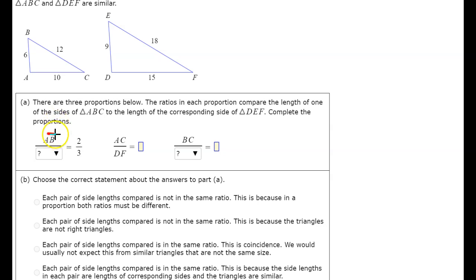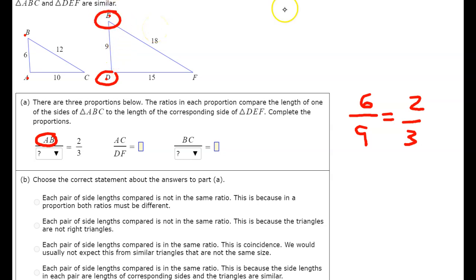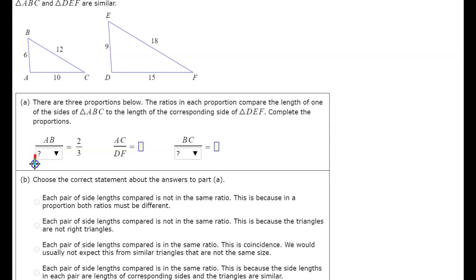So let's see here. We've got AB over something is equal to 2/3. Well, from A to B is going to be 6. And then let's find the corresponding side. So the corresponding is D to E, and D to E is 9. So is 6 over 9 the same as 2/3, you guys? Yes, it is. So then we know that the corresponding side is D to E. So right here, you guys are going to click, and from the drop-down menu, you are going to do DE.